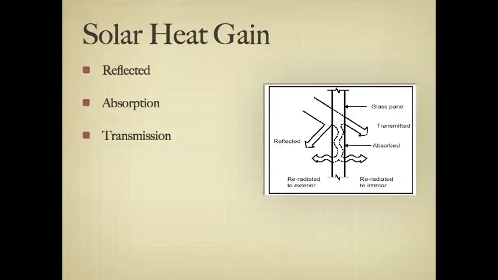Reflected solar radiation bounces off the surface and does not penetrate the glass. Absorbed solar radiation is soaked up by the glass and eventually is scattered. Transmitted heat energy penetrates the glass and heats the building's interior. On a regular 1/8 inch thick clear glass, around 6% is reflected back, 5% is absorbed, and 89% is transmitted through the glass. When surfaces inside the room absorb this, it is converted to heat.